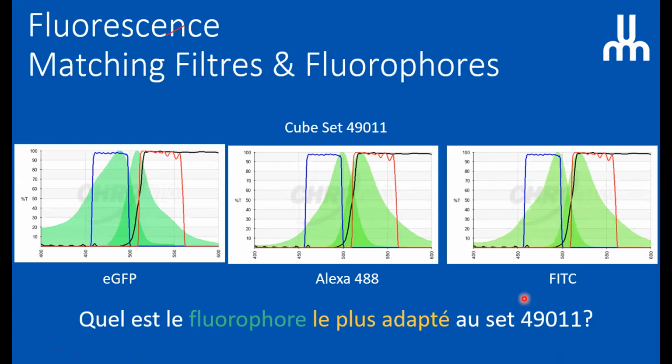You're a new PhD student. The FITC, because the excitation filter covers most of the absorption spectrum of the FITC, and the emission filter covers most of the emission spectrum of the FITC. While for the other ones, it's partial for the excitation for the EGFP, pretty good for the excitation, but not so good for the emission. And for Alexa 488, we're missing the peak excitation, so it's not ideal. Yeah, that would be my suggestion.